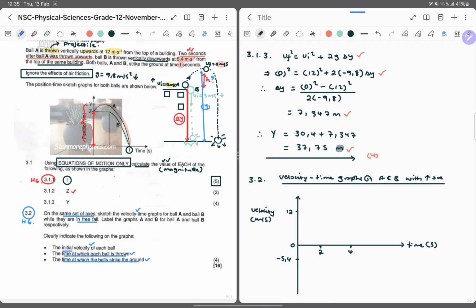Now we know that essentially this graph started after a 2-second lag. So maybe let's do it. Let's do it. I need to make sure that this is really great.